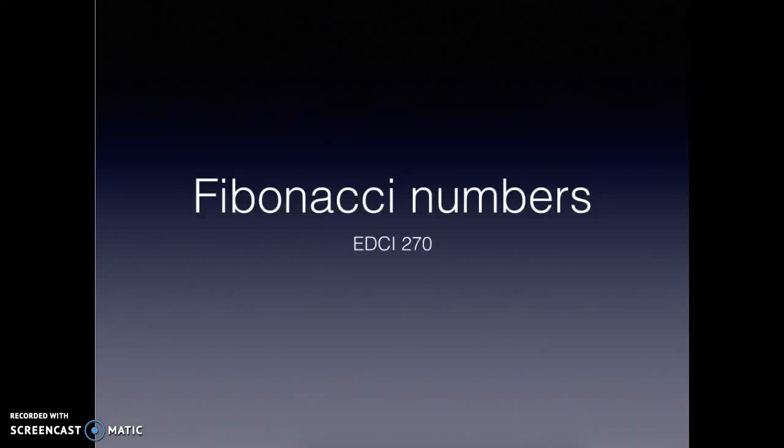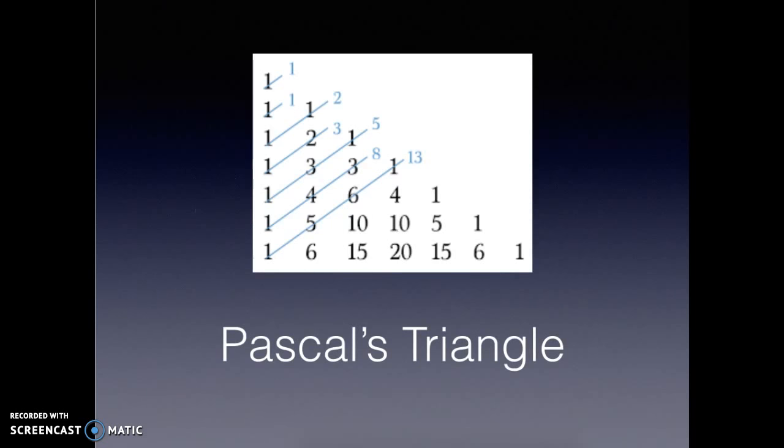I decided to look more into the Fibonacci numbers. They are numbers from a sequence where the next number in the sequence is the sum of the previous two numbers in that sequence. One way to easily visualize that is to use Pascal's triangle, which is pictured right here.